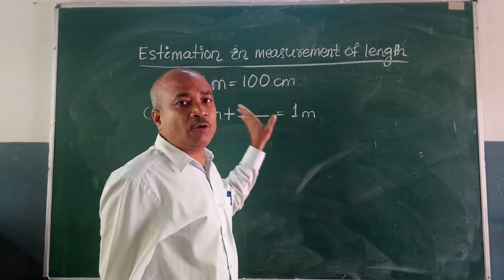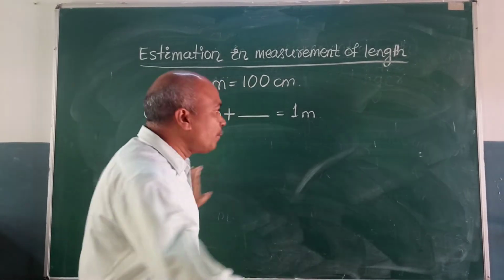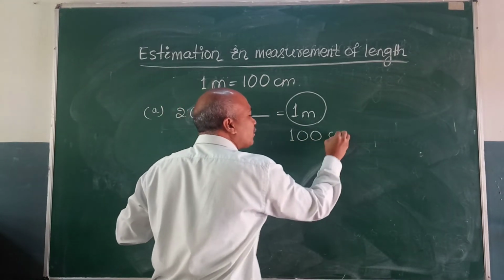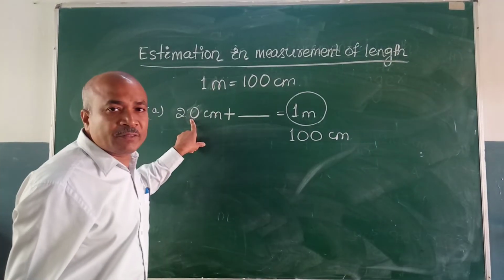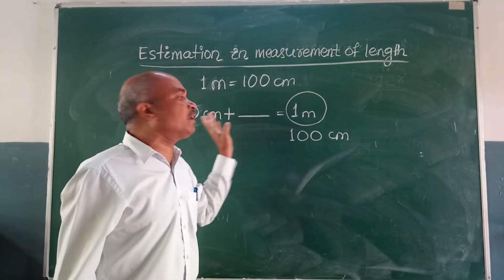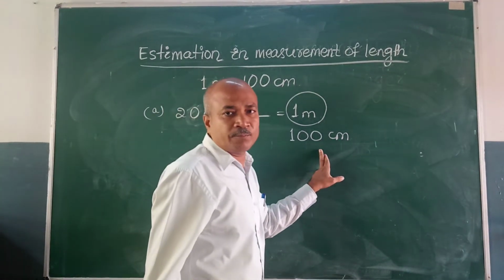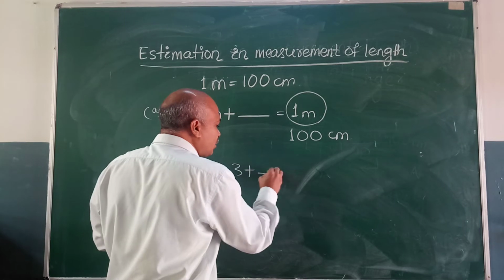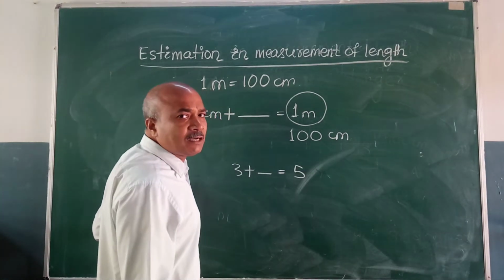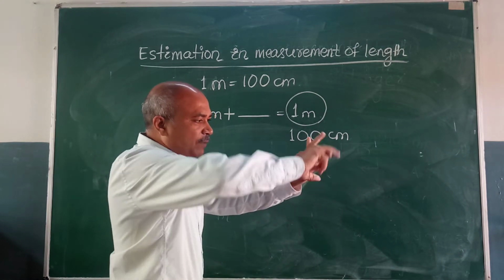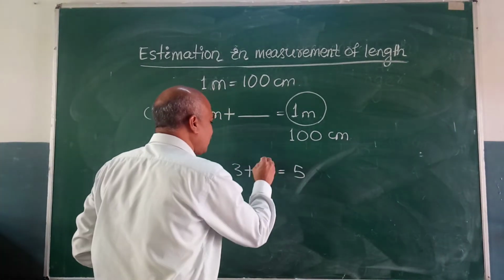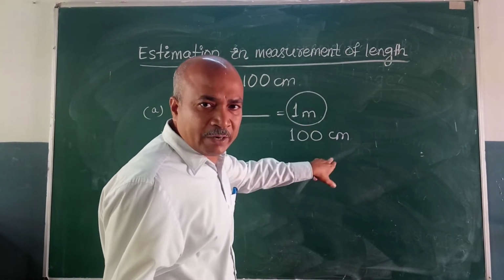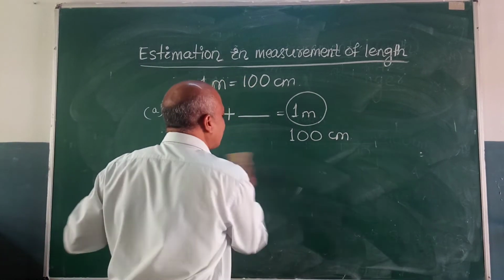So what do you have to do here? What will you write here? First you think, 1 meter is equal to how many centimeter? 100 centimeter. So this is 20 centimeter. What will I add to 20 centimeter in order to get 100 centimeter? You have to subtract. Like suppose I ask 3 plus dash is equal to 5. Then immediately what are you doing? From 5 you are subtracting 3, you are getting 2. So you are telling that 3 plus 2 is equal to 5. The same way, first you write 1 meter or 100 centimeter, and from that 100 you subtract this 20.